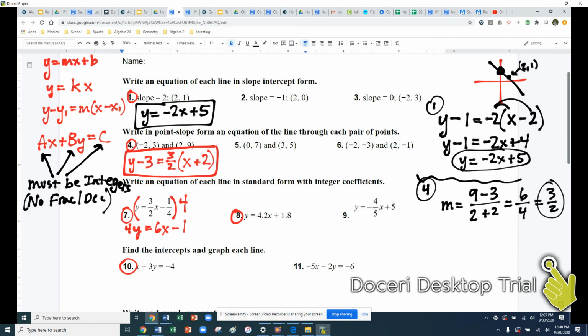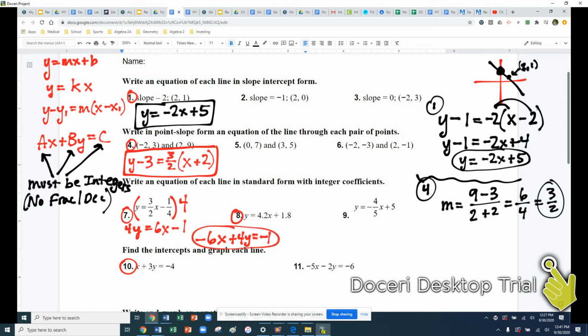And then right here, the only thing left to do is I have to get x and y on the same side. So I'm going to take negative 6x, bump it over. I'm kind of running out of space. Let me kind of put it over here. Negative 6x plus 4y is going to equal negative 1.